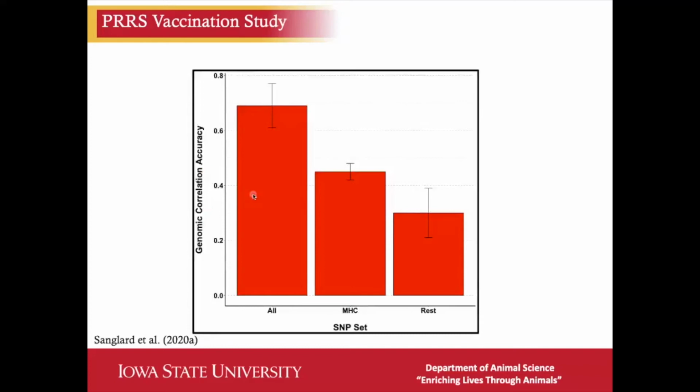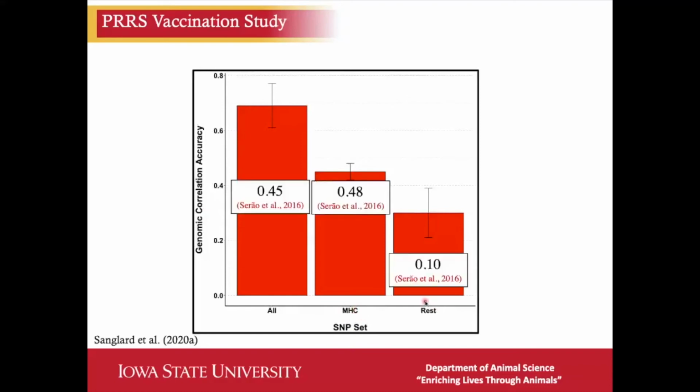So this is what I'm plotting now. Here is using all of the 50,000 genetic markers. You're only using about 200 genetic markers in the MHC, not even, sorry, 100. And here's using the rest of the genome. And just for comparison, with the results that I showed you before.